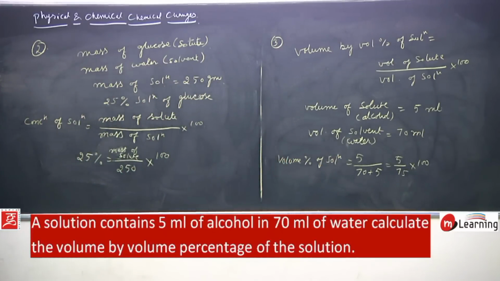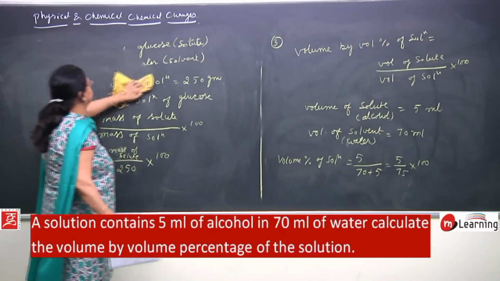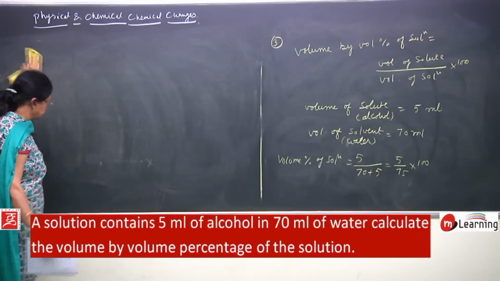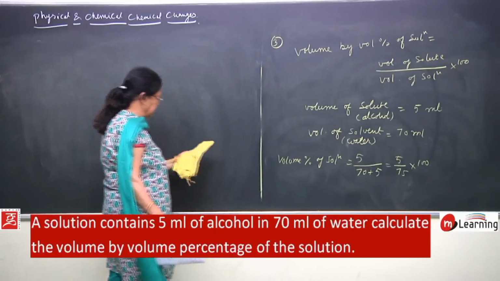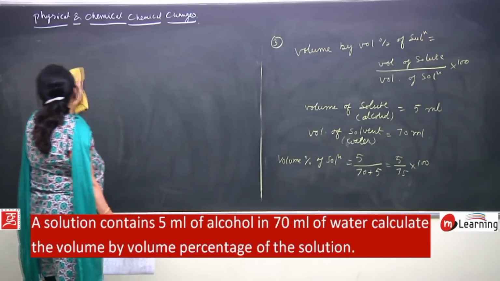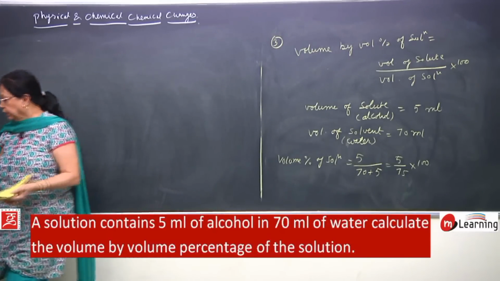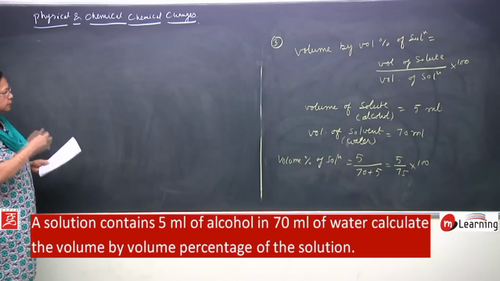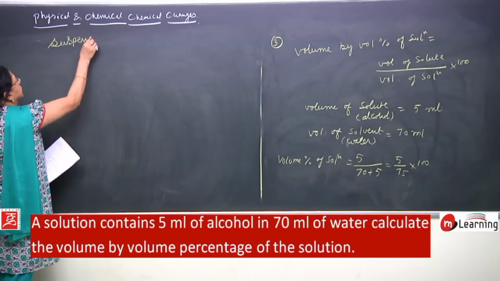So, this is about the physical and chemical changes, some numerical on concentration, solutions, different kinds of solution. True solution we have studied. True solution means the solute particles are so small that they are not visible, and the size of the diameter is 1 nanometer. You cannot distinguish the solute particles. What is a solvent, what is a solute, what is a solution? This all we have done, right. Now, one more thing, that is suspension.